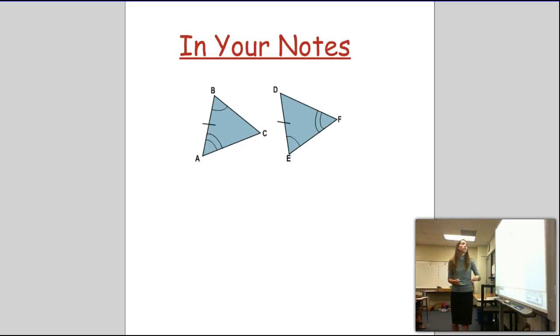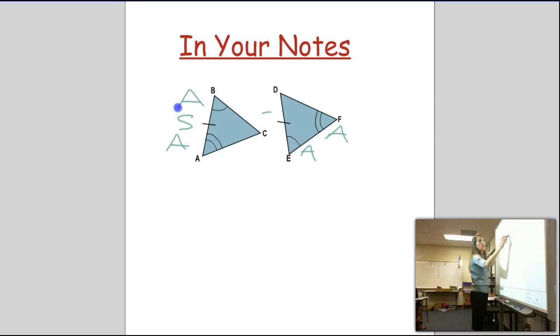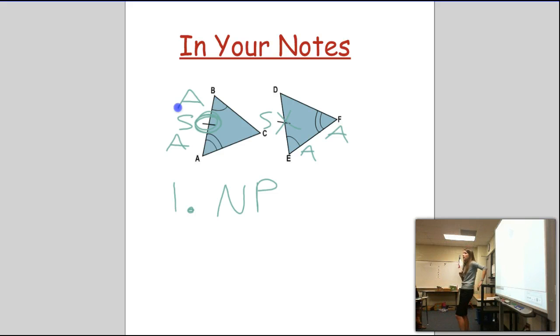Here we go. We've done this one a couple of times already. What is this? Angle, side, angle. Uh-oh. Angle, angle, side. Do you see how this one is between and this one is not between? So what's the answer to the first one in your notes? Number 1. NP. The answer to number 1 under day 2 is NP.